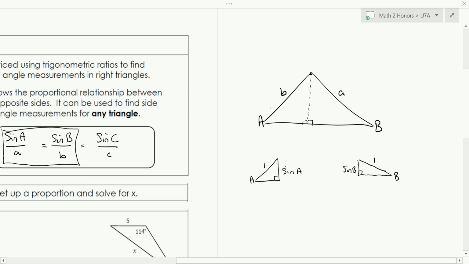And the right triangle on the left side is similar to my right triangle over here, right? So I could set up a proportion. Let's call this height x. And I could say, well, b over x is 1 over sine of A. And then I could do something with the right side as well. I could say a over x is 1 over sine of B.